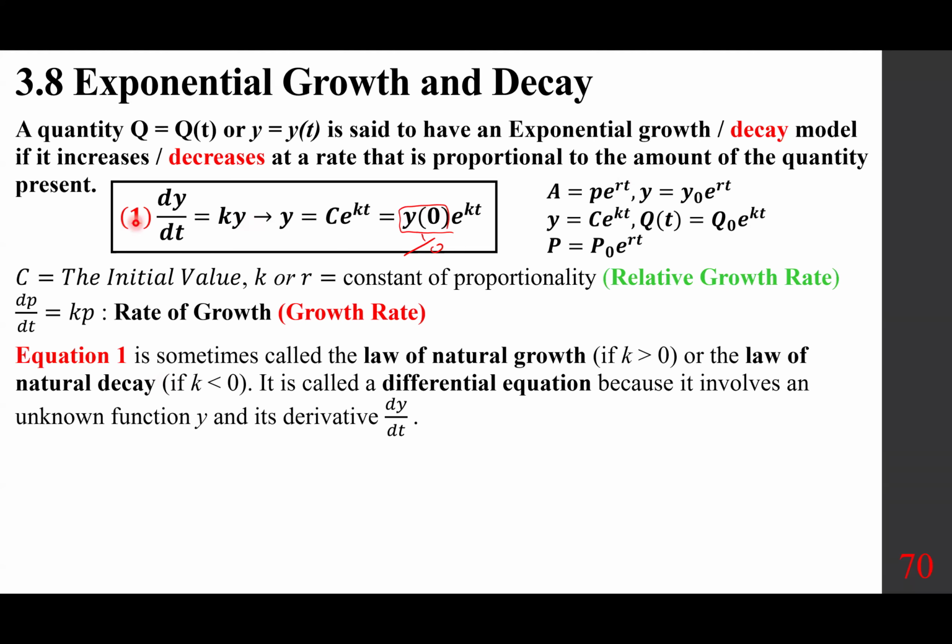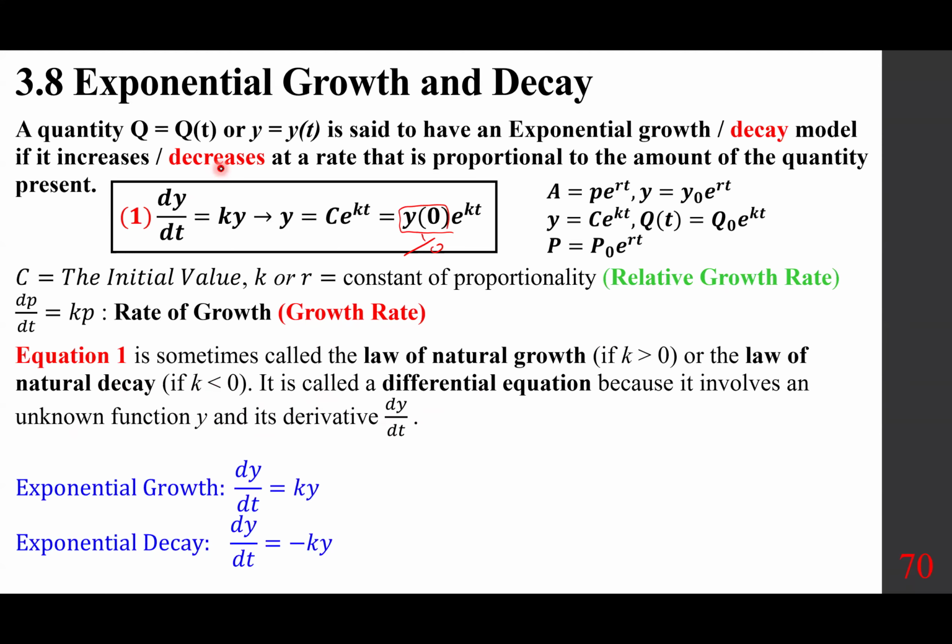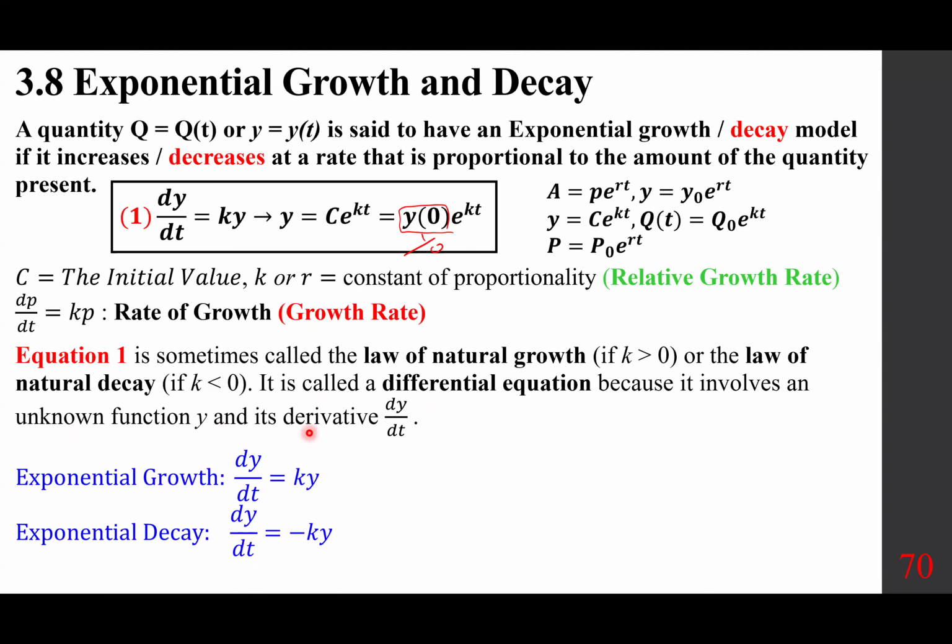Equation 1 is sometimes called the law of natural growth if k is positive, or the law of natural decay if k is negative. It is called a differential equation because it involves an unknown function y and its derivative dy/dt. That's why it's called the differential equation. Now, dy/dt is ky or negative ky. This would be exponential growth. This would be exponential decay.